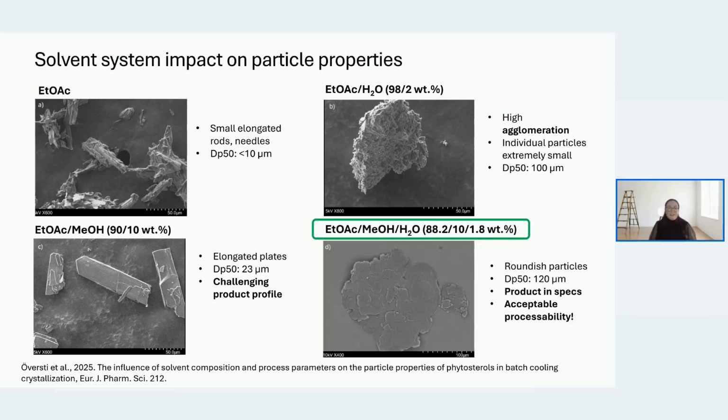Then we wanted to investigate what if we combine all these components: ethyl acetate, methanol, and water. There we got nice, roundish particles, and the particle size was quite high, so that the further processability was really nice and smooth. Also, this product profile was in specifications, so the sterol-stanol ratio was according to what we were targeting. And we also had acceptable processability, so no agglomeration or fouling issues. So we decided to move further on with that combination.